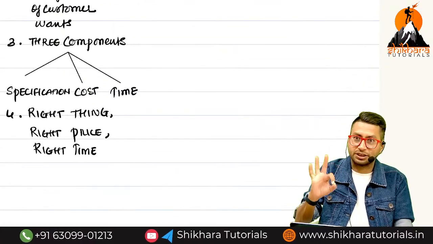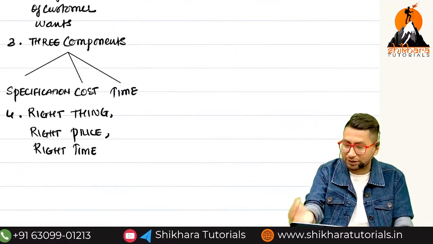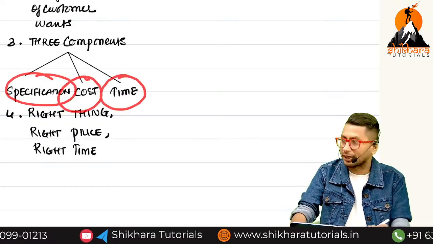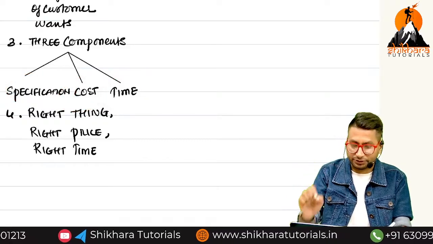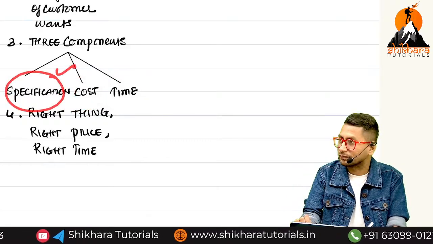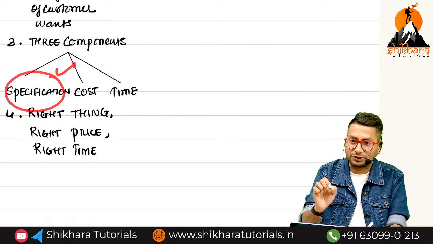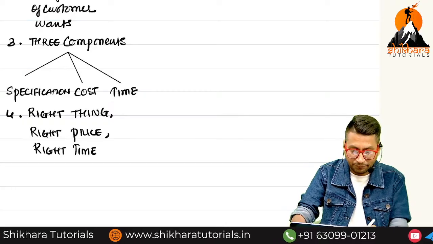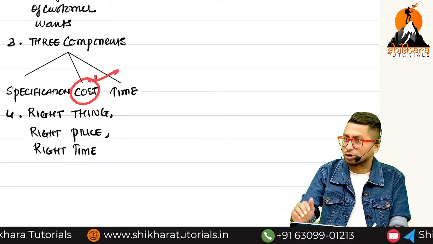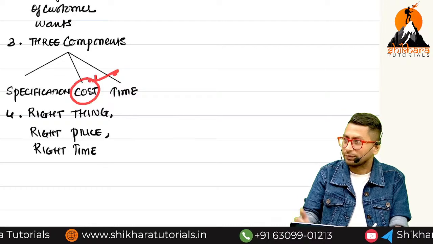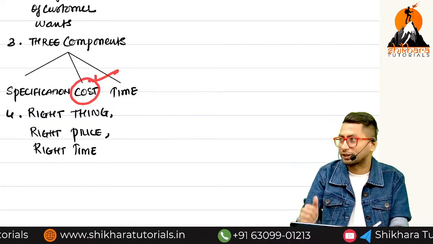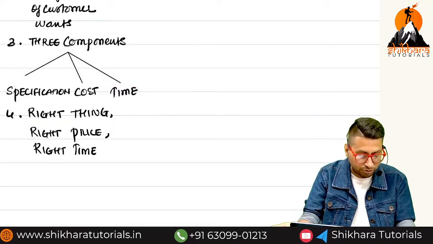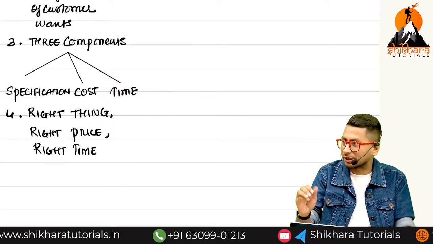Now, what are the three main parts of providing customer satisfaction? Specification, cost and time. I should provide the product or service as per the requirements of the customer. Always remember, never sell what you want to sell. Always sell what customers want to buy. And then cost. Cost should be maximum or minimum? That is what our objective is, right? Most of the time in OM, minimum. And then the time taken to produce the goods or provide the service should also be minimum. Then only the customer will be happy.